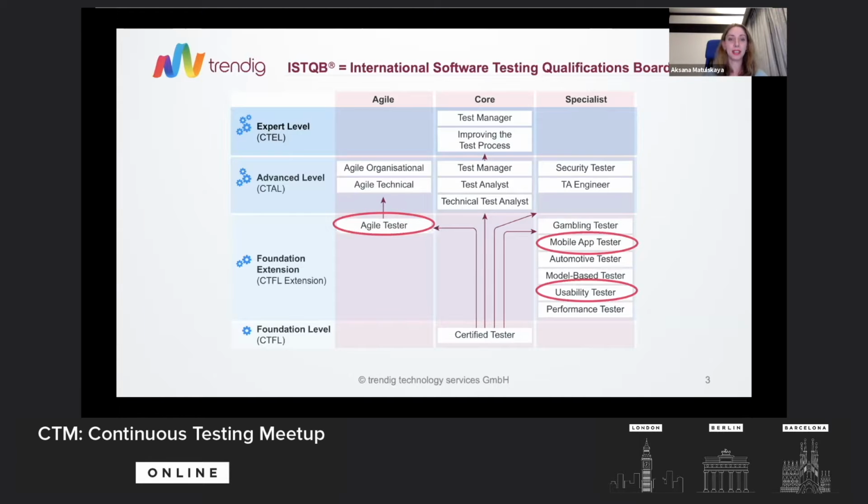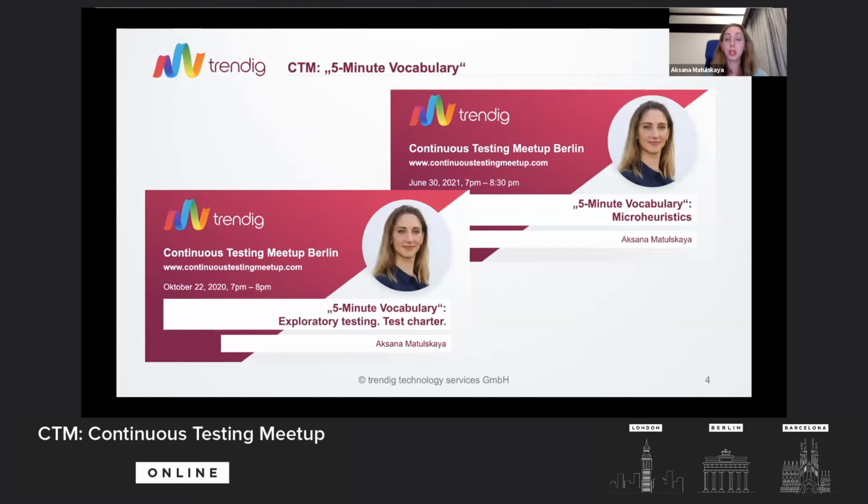But let's begin. We already spoke about exploratory testing. Just to remember, if you want to learn a little bit more about it, or you skipped some session, please have a look at the session from last year about a test charter, what it means and how you can create it, and one session from this year, June 30, about micro heuristics. It is a special type of heuristic. Today we are going to speak in general about what heuristics mean and how you can use them.